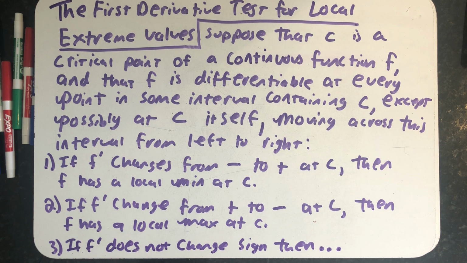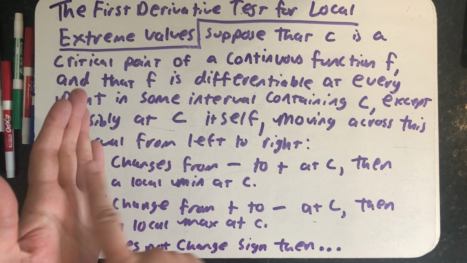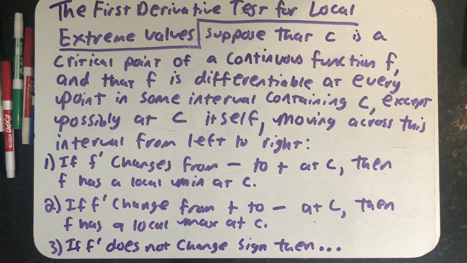Putting together what we know from the third corollary to the mean value theorem, along with what we know about critical points, we have the first derivative test for local extreme values. Suppose that c is a critical point of a continuous function f, and that f is differentiable at every point in some interval containing c, except possibly at c itself. Moving across this interval from left to right, if the first derivative changes signs from negative to positive at c, then f has a local minimum value at c.